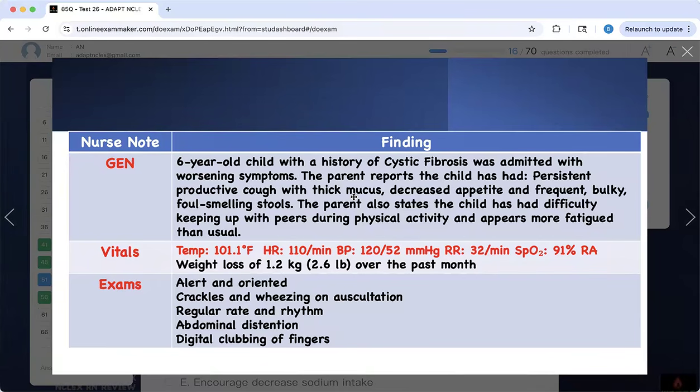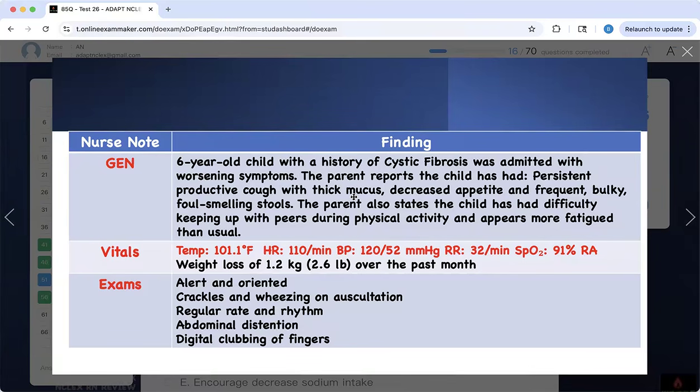A 6-year-old child with a history of cystic fibrosis was admitted with what? Worsening symptoms. So we have an exacerbation of cystic fibrosis. The parents report that the child has what? A persistent productive cough. That means they have a pulmonary issue with thick secretions. That's what you expect. Decreased appetite. They're not eating, and they have frequent bulky, foul-smelling stool because they have cystic fibrosis. They can't absorb certain things.